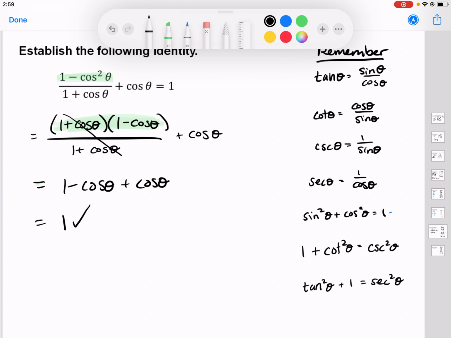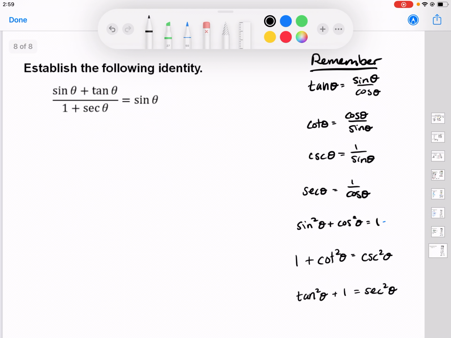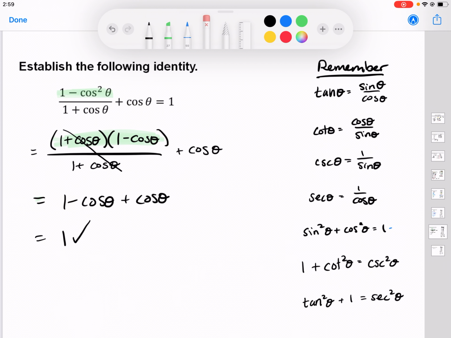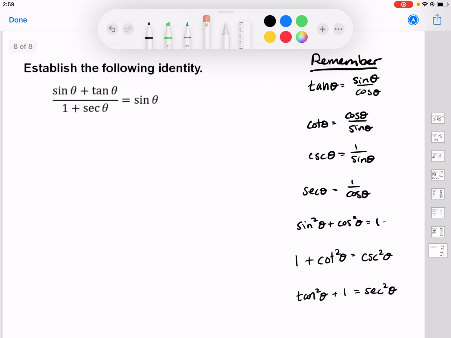So sometimes the most complicated ones can actually be the easiest ones. So, and I don't know if you noticed, I didn't use any of the identities on the side. Crazy, I know. Just full of crazy surprises.